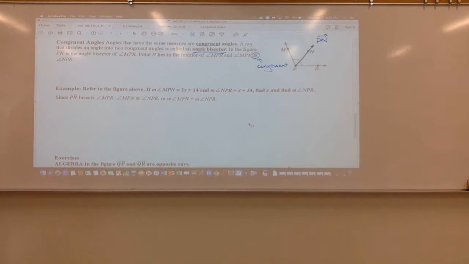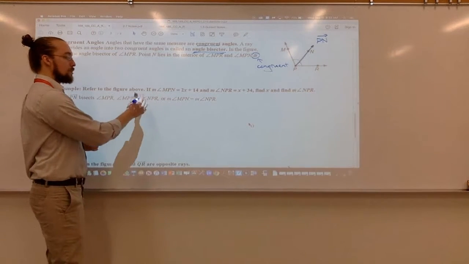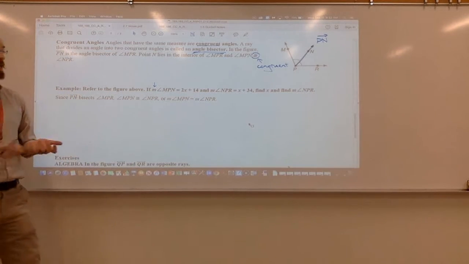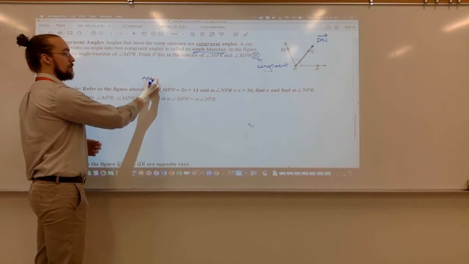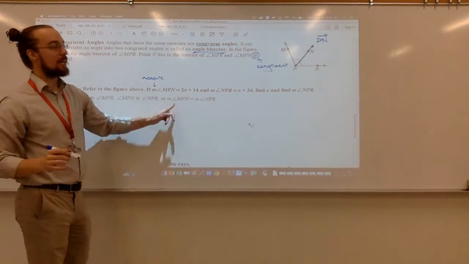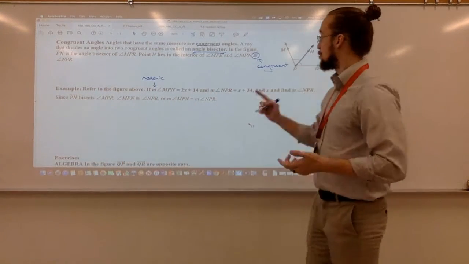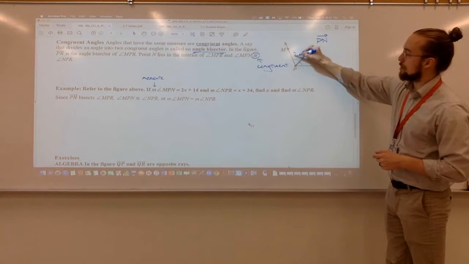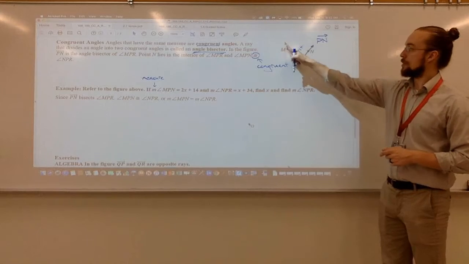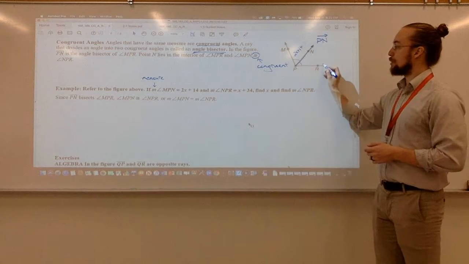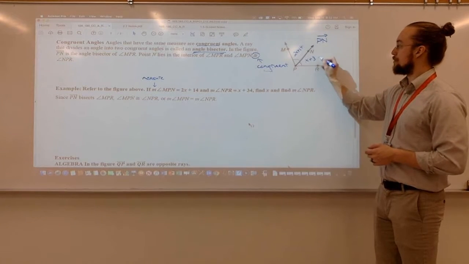Let's look at the example here. It says, look at the figure, and we're told that the measure, so another little notation thing, if we've got an M in front of an angle like that, that just means measure. So if the measure of angle MPN is 2x plus 14, in my diagram, we're saying angle MPN is 2x plus 14, this angle right here. And then the measure of angle NPR, so NPR is this piece, is x plus 34.